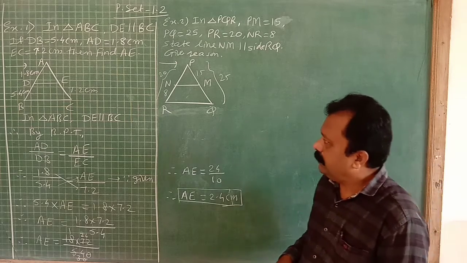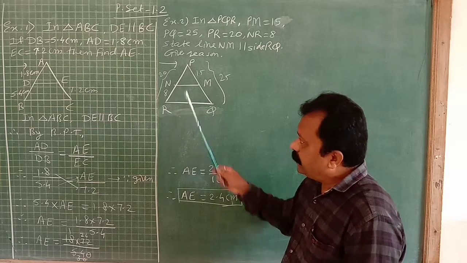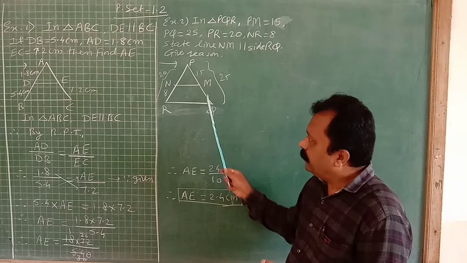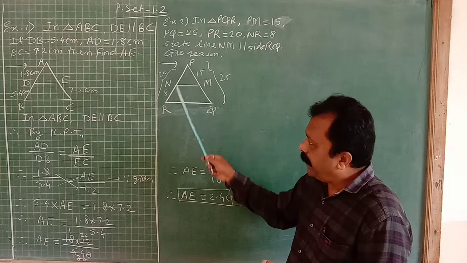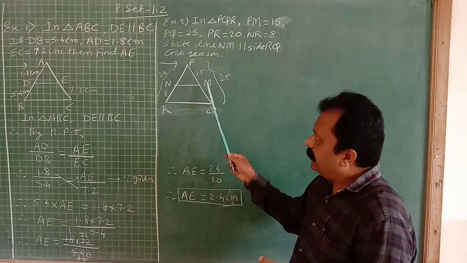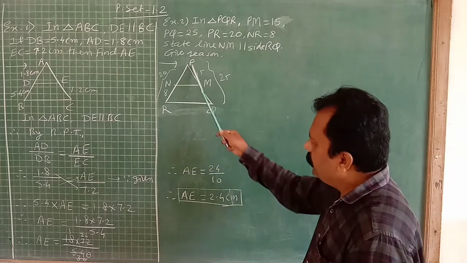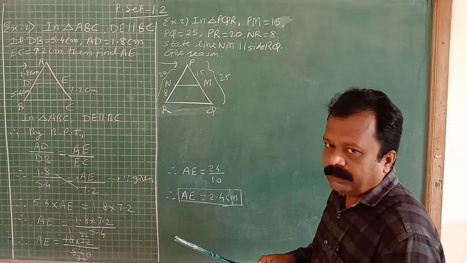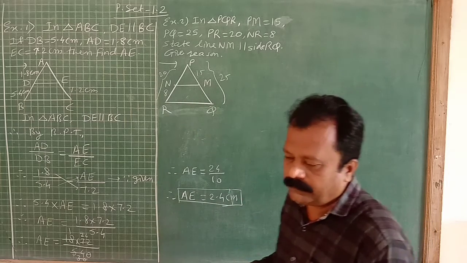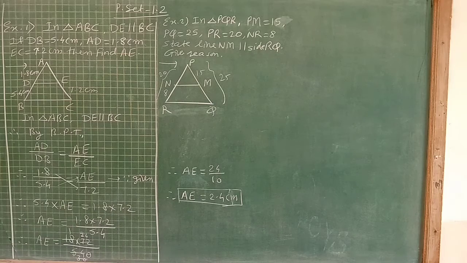So how to solve? Here the segment PN is not given, and MQ is also not given. So try to find PN first by using PR and NR. Afterwards find MQ by using PQ and PM. Find these first and then substitute the values. Now take one by one.